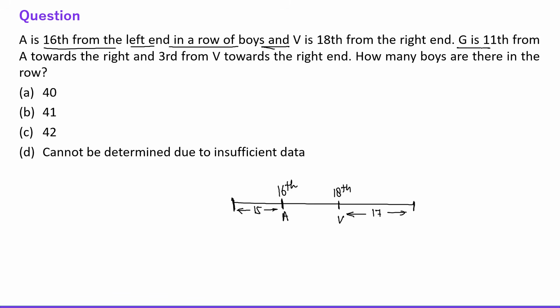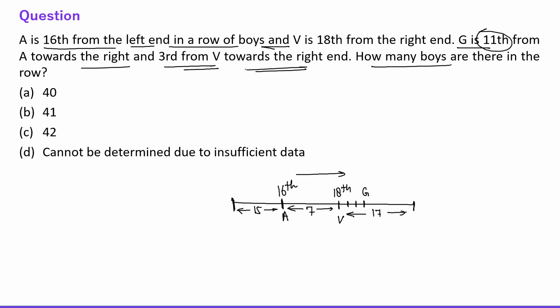After that, G is 11th from A towards the right. G is 11th from A towards right, and third from V at the right end. Third from V. So 1, 2, 3. So here it is G. So these are the 4 boys, and then 7 boys are more there, because 11th. So 8th, 9th, 10th, 11th. So after A, G is 11th. So that's why 7 members are there between A and V.